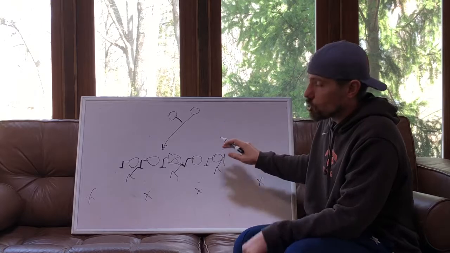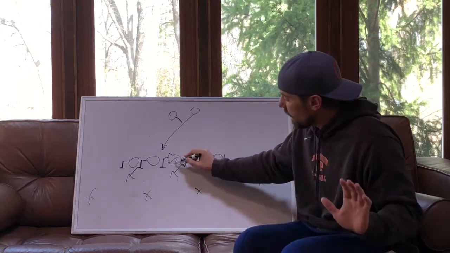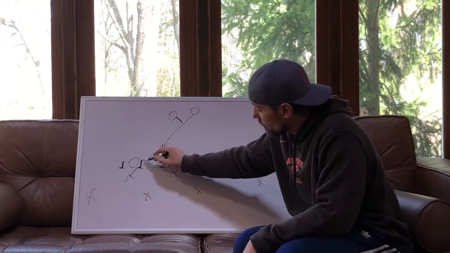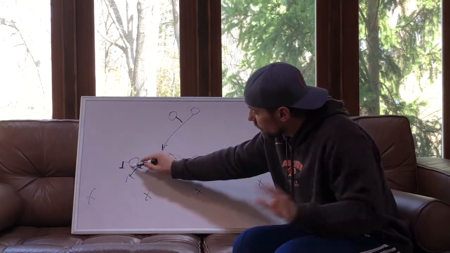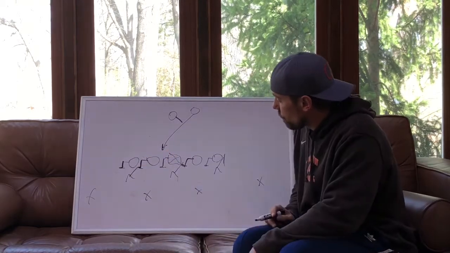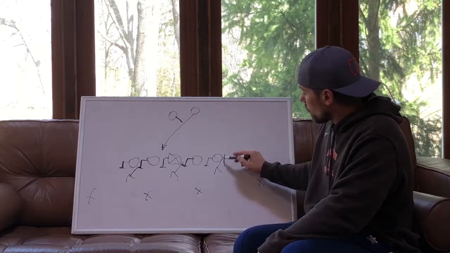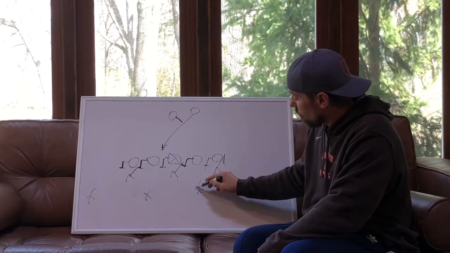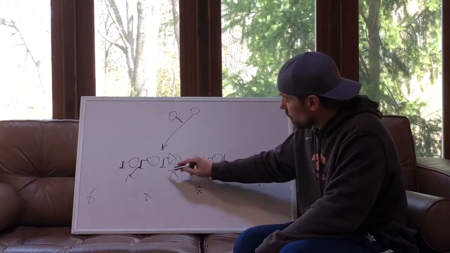Nice thing about zone blocking too is you get some double teams. This guy's going to get an inside hand here on him and work his way up to the next level. This guy's going to block this guy because he's angling to him. This guy's going to get an inside hand here and work up to the next level. Okay, so you get more double teams. This guy is going to step. He's going to climb all the way to the second level. Okay.